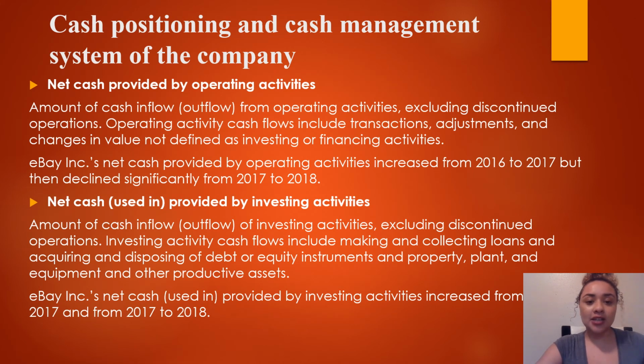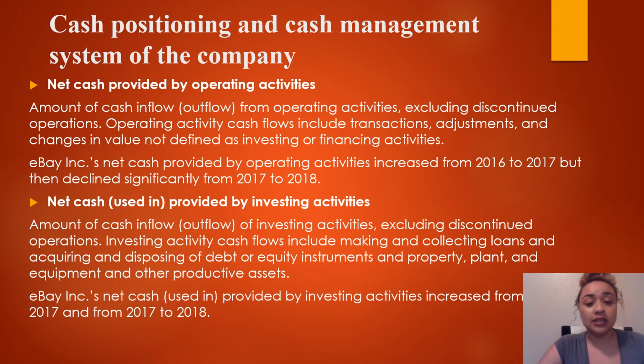Next is the cash positioning and cash management system of the company. Net cash provided by operating activities: the amount of cash outflow from operating activities, excluding discontinued operations. Operating activity cash flow, including transactions, adjustments, and changes in value, are not defined as an investing or financing activity. For eBay, net cash provided by the operating activity has increased from 2016 to 17, but it did decline back in 2017 and 2018.